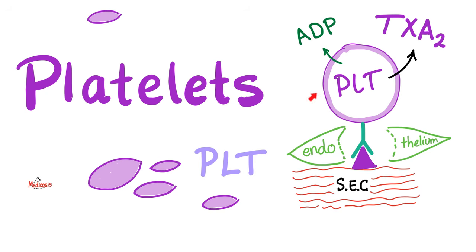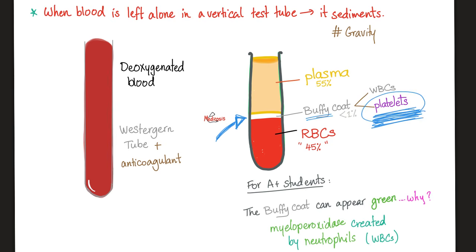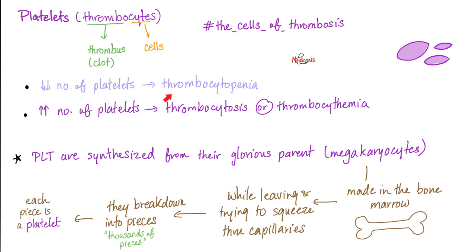Next, the platelets, aka the thrombocytes. They make a thrombus. What's the normal platelet count? Between 150,000 to 400,000 per microliter. Platelets are here in the buffy coat. Low number of platelets is called thrombocytopenia, and you get what? Bleeding. Increased number of platelets is called thrombocytosis or thrombocythemia, and you are more likely to clot.